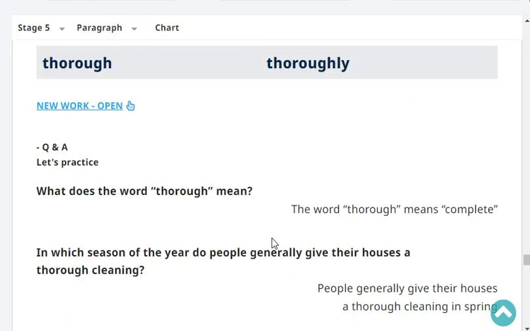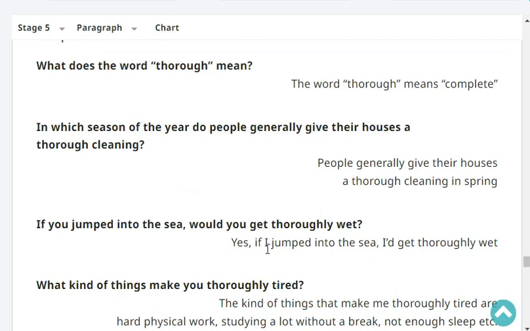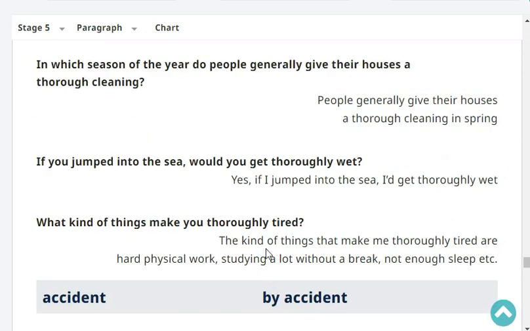What does the word thorough mean? The word thorough means complete. In which season of the year do people generally give their houses a thorough cleaning? People generally give their houses a thorough cleaning in spring.